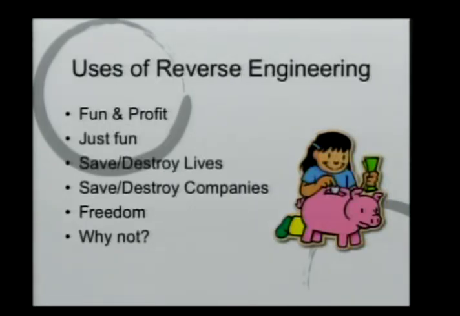So what's the use of reverse engineering? There's fun and profit. It's just fun. A lot of people do it as a pastime. You can actually save and destroy lives, save and destroy companies. If you don't like somebody, if you reverse engineer their product and it's covered by a trade secret, they're SOL. There's no protection on intellectual property once it's a trade secret, as long as it's divulged legally. Once it's in the public, it's gone. We can talk all about that legally if you want to afterwards.